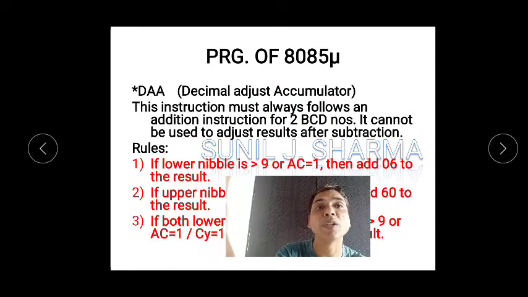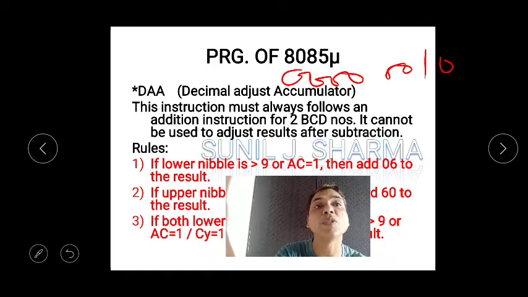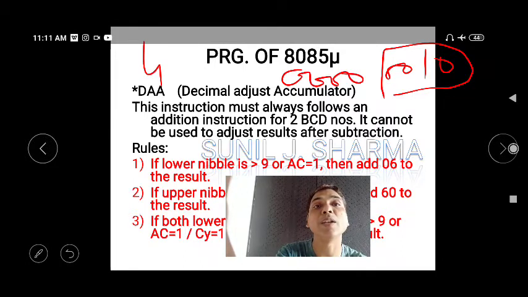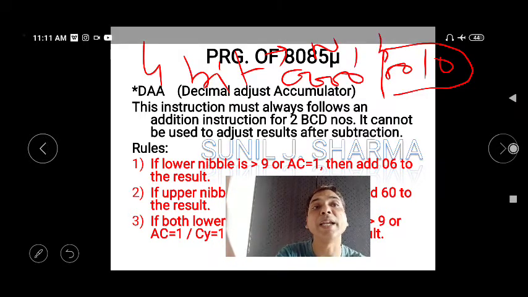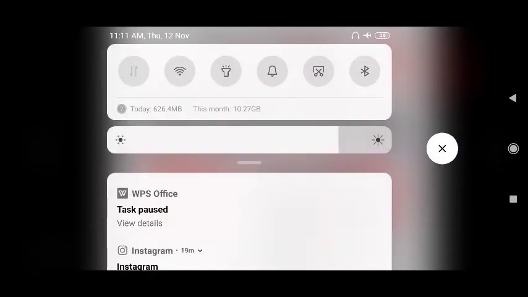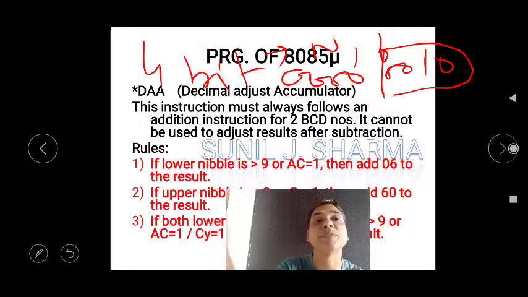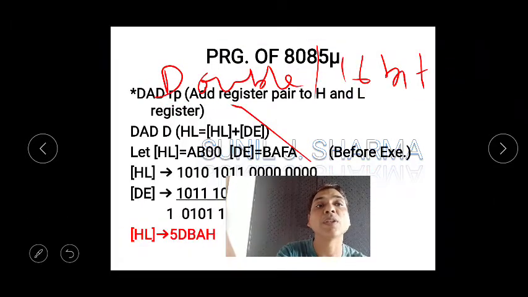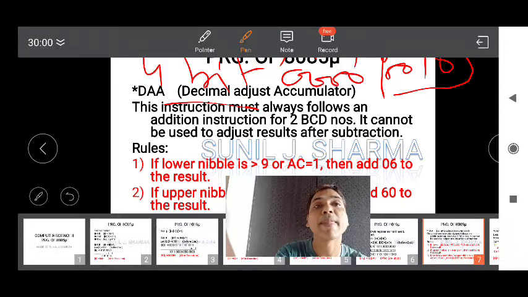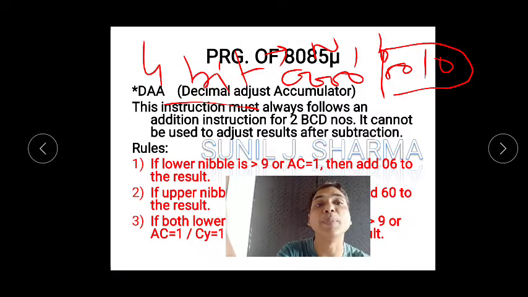Nibble means 4 bits. Like suppose if I write 0000 and suppose 0010. So these 4 bits make 1 nibble. 4 bits is equal to a nibble. Like we have a byte, in the same way we also have bits. So 4 bits means 1 nibble. Okay, so 4 bits become 1 nibble.